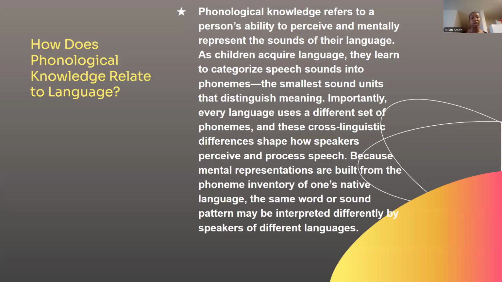Now, how does phonological knowledge relate to language? Phonological knowledge refers to a person's ability to perceive and mentally represent the sounds of their language. As children acquire language, they learn to categorize speech sounds into phonemes, the smallest sound units that distinguish meaning. Importantly, every language uses a different set of phonemes, and these cross linguistic differences shape how speakers perceive and process speech. Because mental representations are built from the phoneme inventory of one's native language, the same word or sound pattern may be interpreted differently by speakers of different languages.